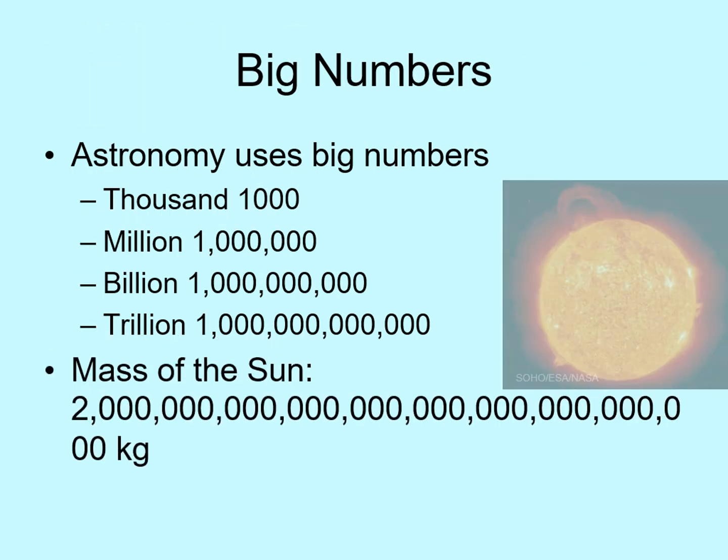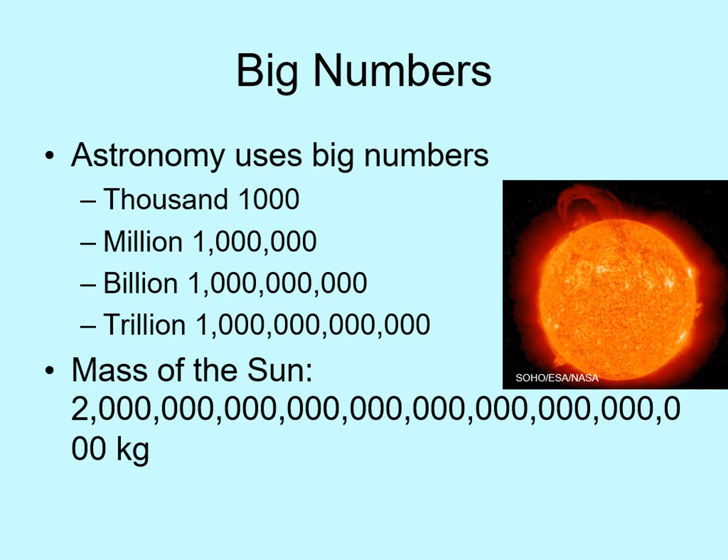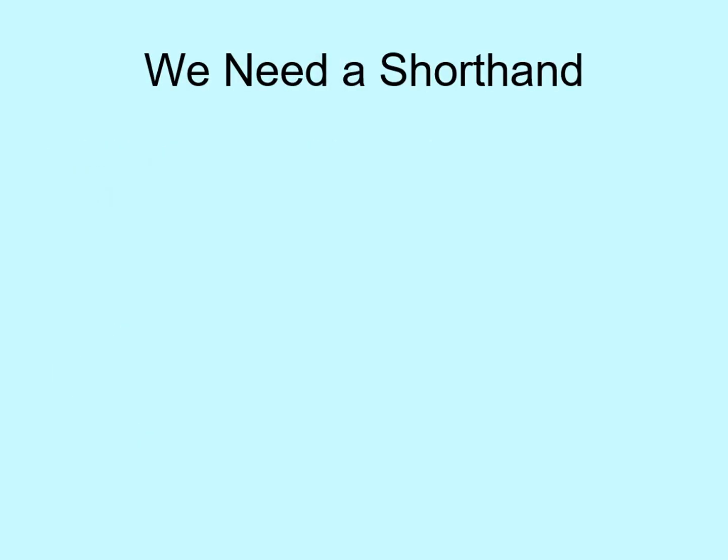Here's a big number, the mass of the sun. In kilograms, it's a 2 followed by 30 zeros. That's ridiculous. Nobody wants to be writing out numbers like that. Let's look at how we come up with a shorter way of writing something like this.